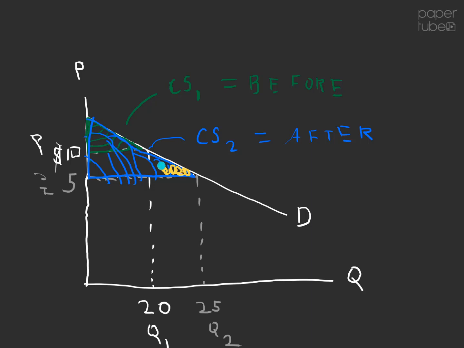So let's go back up to the diagram and let's highlight in yellow the difference between the two consumer surpluses, the difference between before and after. And what we get is this space where the two triangles don't overlap. And I've colored that in yellow. And I don't know how well you can see that, but that shape is a trapezoid.